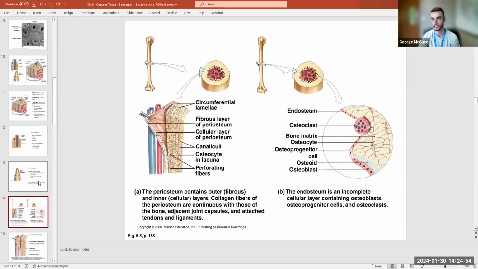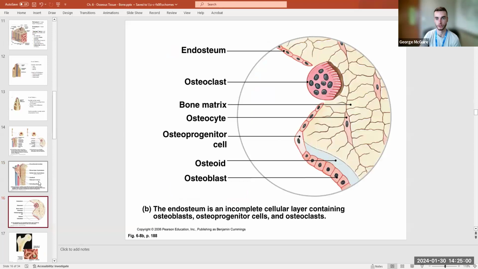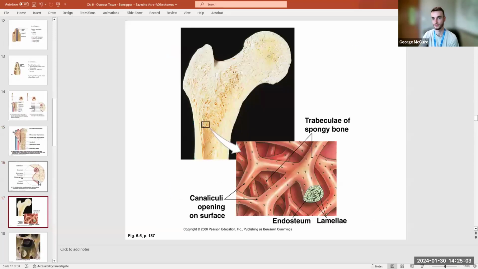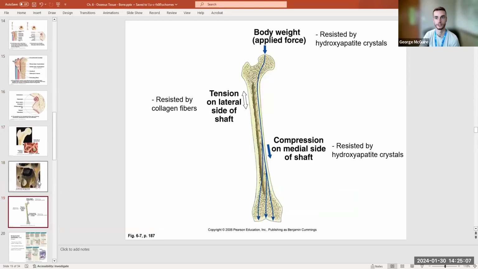It's just a closer look at those two different portions of the structure. Again, I don't just want to read to you guys. So let's get to something helpful.